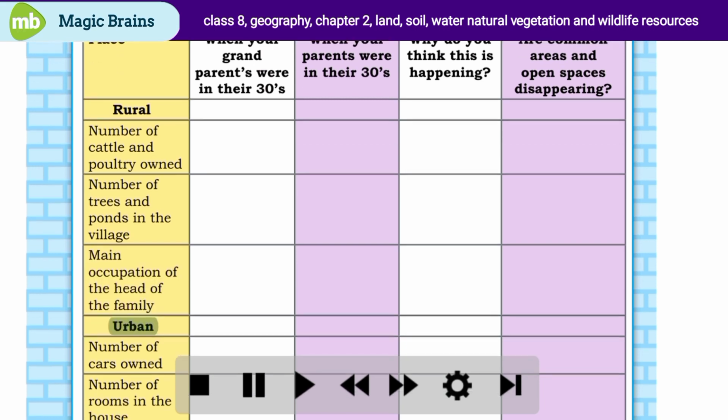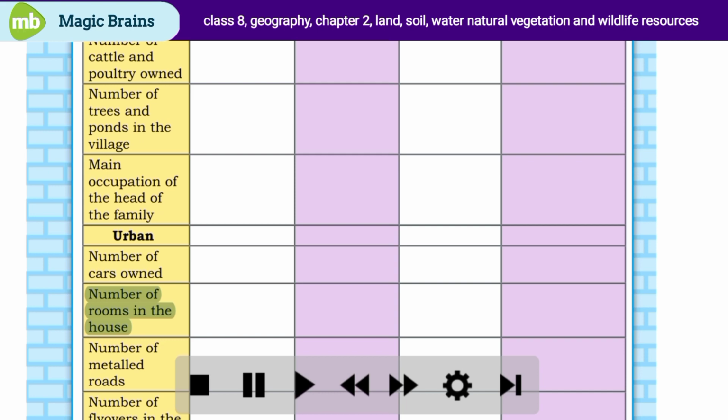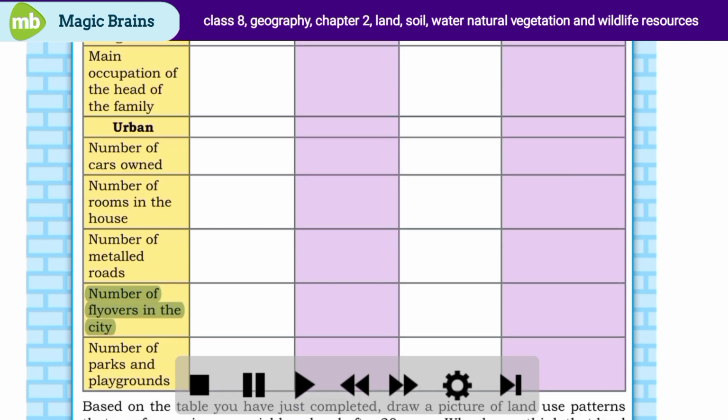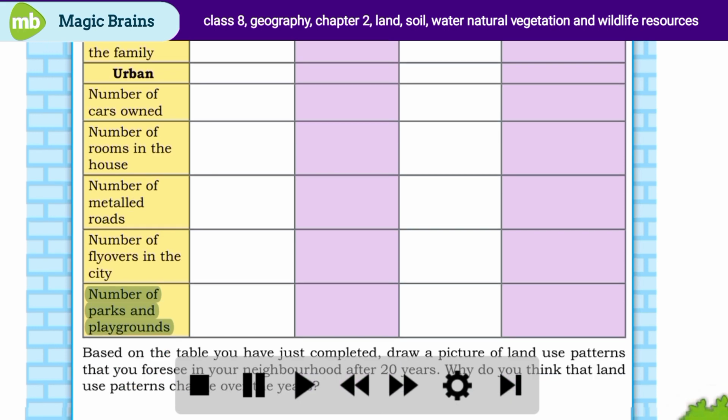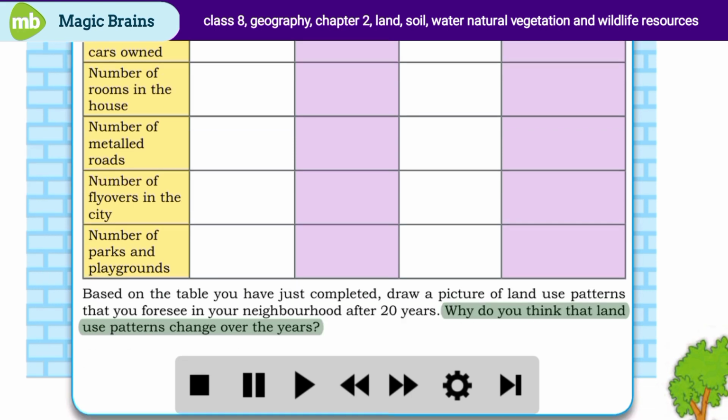5 questions are given in the urban section. Question 1. Number of cars owned. Number of rooms in the house. Number of metalled roads. Number of flyovers in the city. Number of parks and playgrounds. Column number 2, 3, 4 and 5 are blank. Based on the table you have just completed, draw a picture of land use patterns that you foresee in your neighborhood after 20 years. Why do you think that land use patterns change over the years?